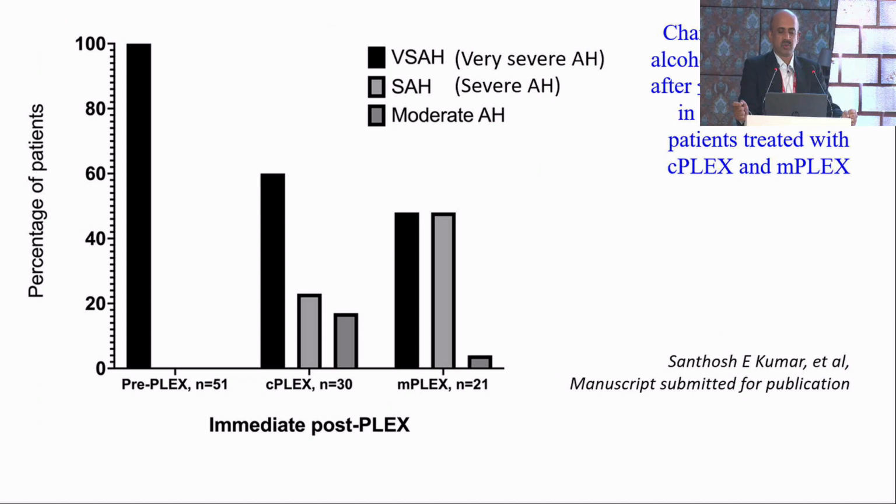So in patients with very severe alcoholic hepatitis, there are the definitions for these using the DF score and the MELD score, and when they undergo plasma exchange, immediately we are trying to see how the severity scores pan out. And as you can see, with the centrifugal plasma exchange, there are more and more patients where the severity of inflammation seems to be coming down, and they move on to the severe or moderate severity of alcoholic hepatitis.